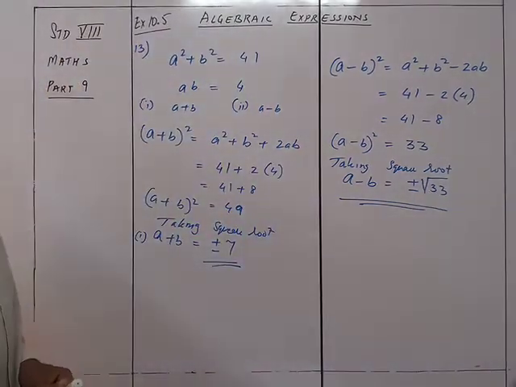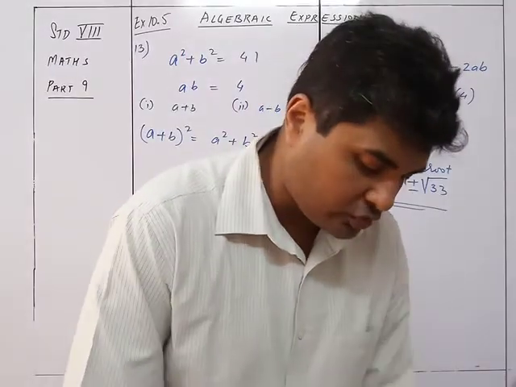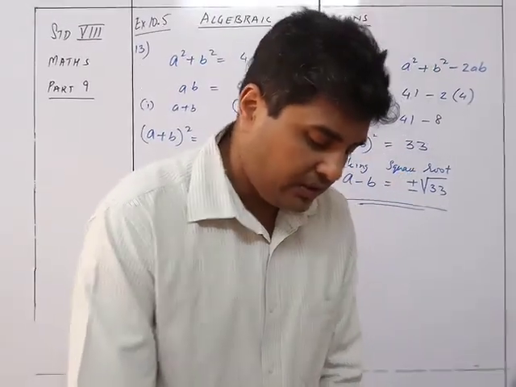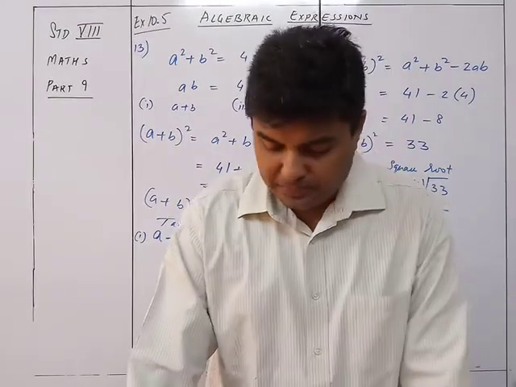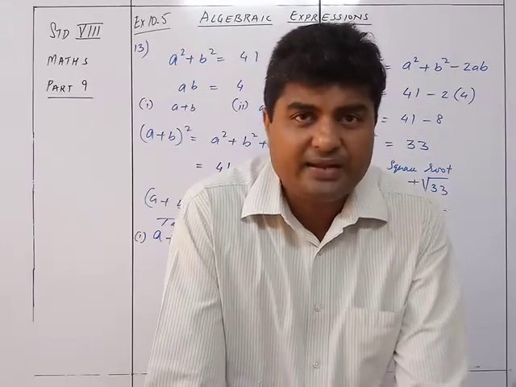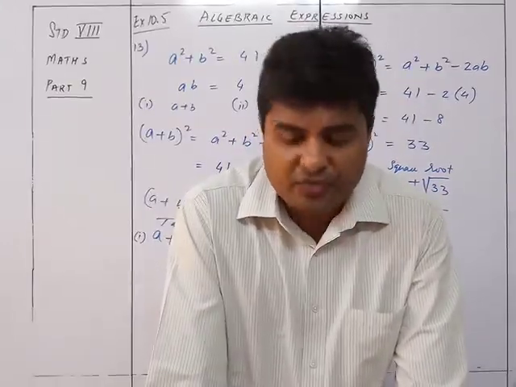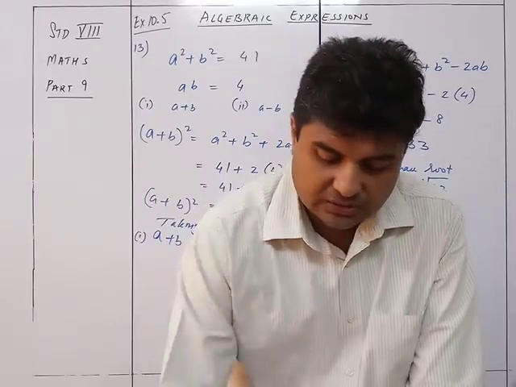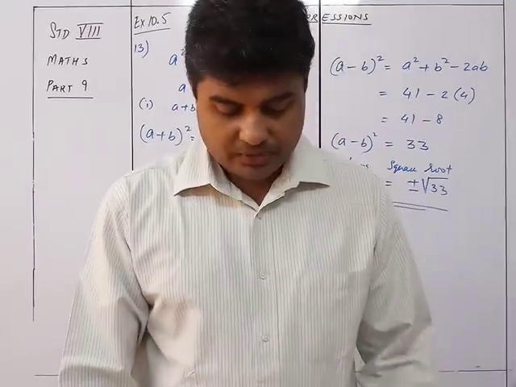So that was sum number 13. Answers: plus or minus 7 and plus or minus root 33. That was the sum number 13 of exercise 10.5. This brings us to the end of the chapter Algebraic Expressions and Identities. So we have done the complete chapter till 10.5. You can just go through them properly and let me know if you have any doubts. Okay. Thank you.